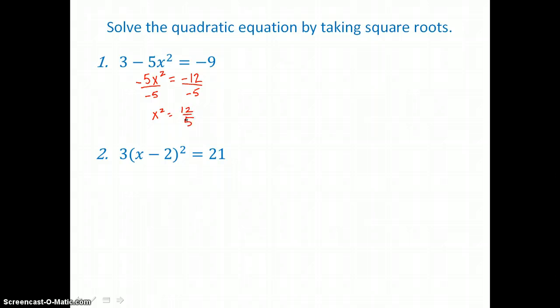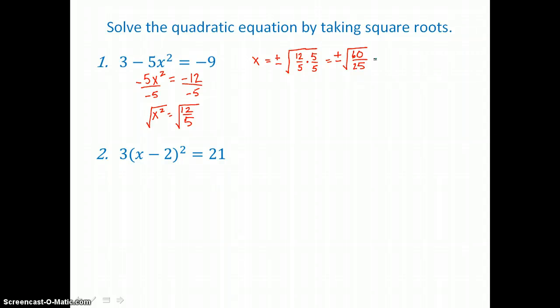And now to get just x, I want to undo this power, so I'm going to take the square root of both sides. When I do that, the square root of x squared is just x, but I'm going to get two solutions, plus or minus the square root of 12 fifths. And I'm going to have to rationalize that denominator in my answer. So I'm going to rationalize again underneath the radical. I'm going to multiply top and bottom by 5, so that this becomes plus or minus the square root of 60 over 25.